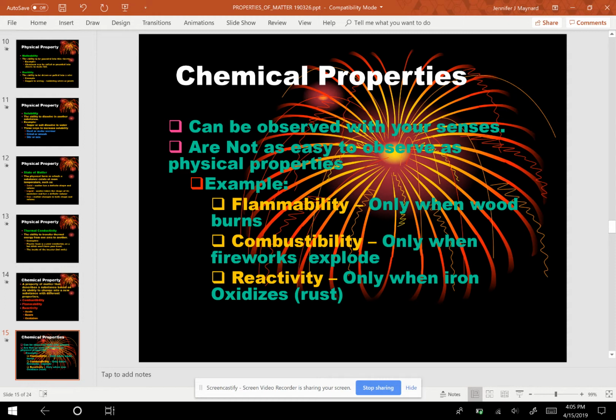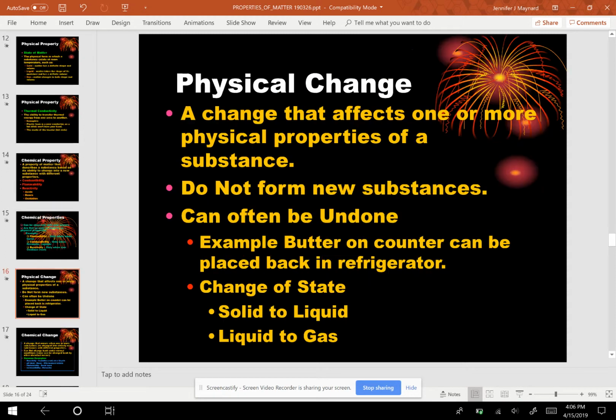Flammability, only when the wood burns. Combustibility is only when the fireworks explode. I mean, you could have these fireworks sitting there and the chemical property is sitting right in front of you, but it's completely stable until you light that fuse. And then reactivity, only when the iron oxidizes, that is, has rust available into it.